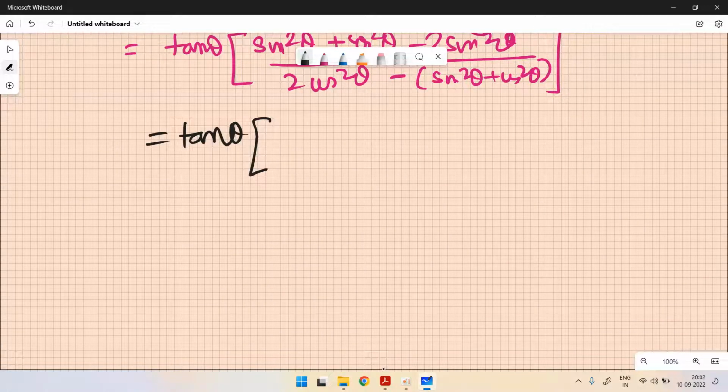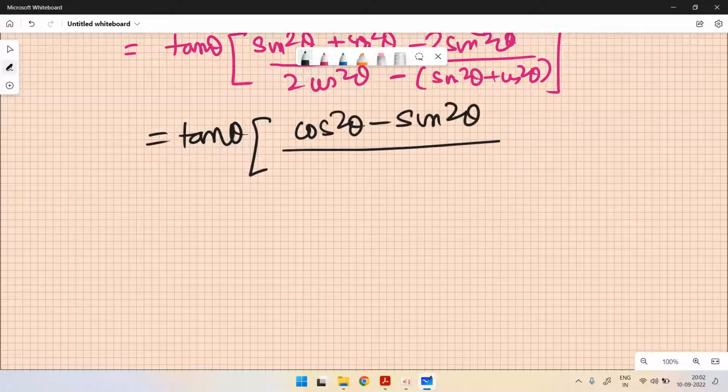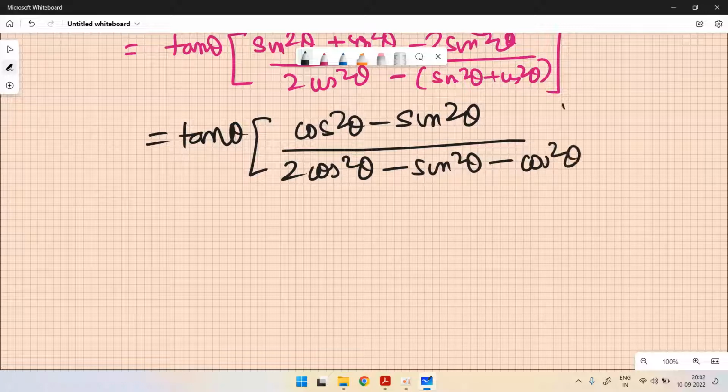square theta minus 2 sine square. This is cos square theta minus sine square theta upon 2 cos square theta minus sine square theta minus cos square theta. So from the numerator, cos square theta will get cancelled in the denominator from the cos square theta with negative value.